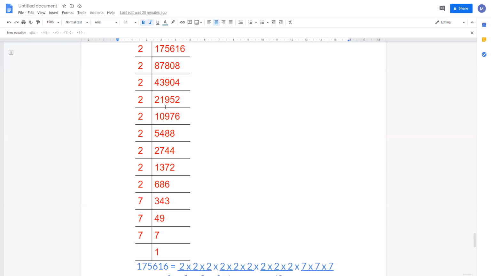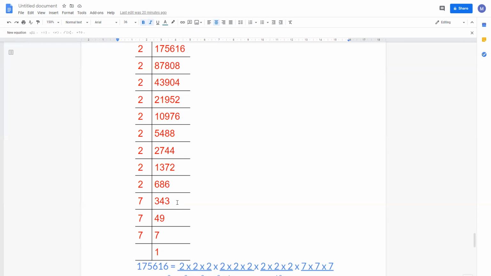Again dividing it by 2, you will get 21,952. Again dividing by 2, you will get 10,976. Again dividing by 2, we are getting 5,488. Again dividing it by 2, you will get 2,744. Again divide it by 2, you will get 1,372. Again it is divisible by 2, then dividing you will get 686. Again dividing by 2, you will get 343.